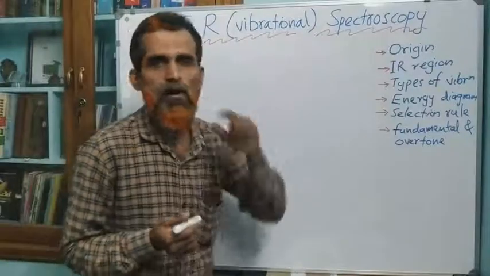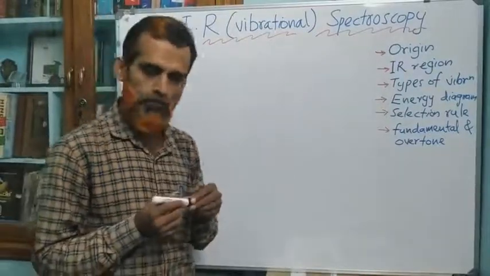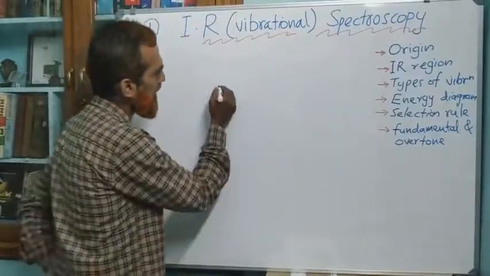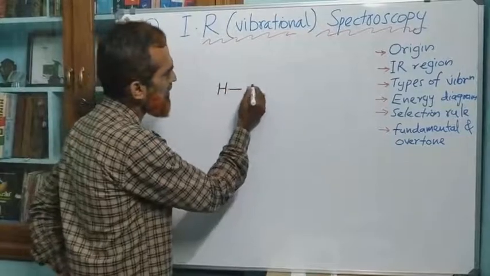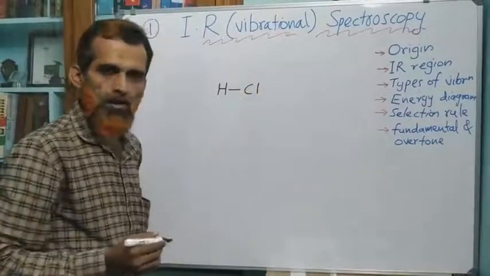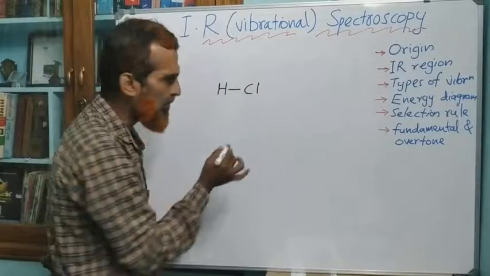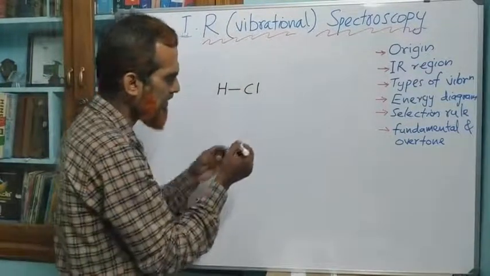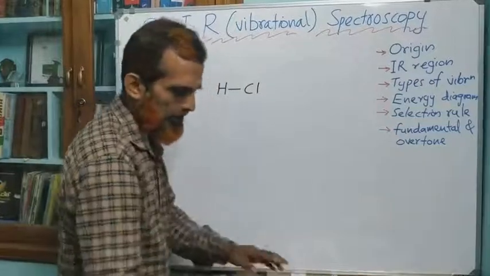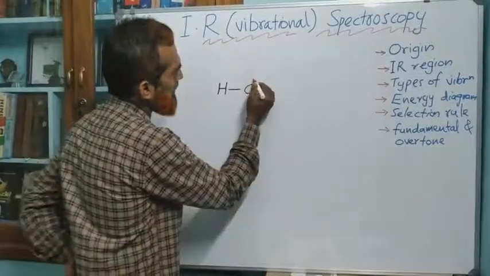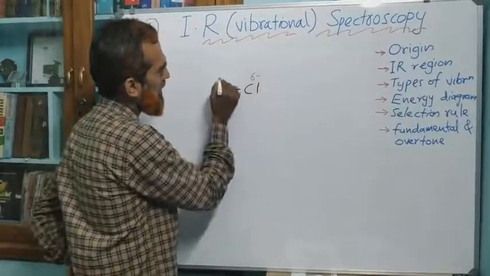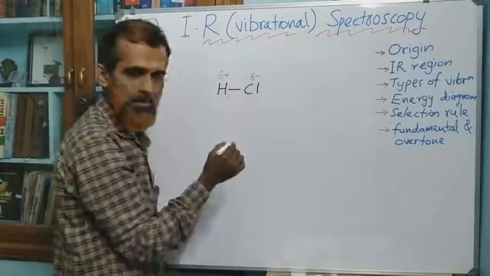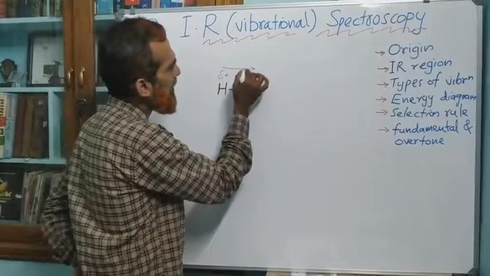What is the origin of IR spectroscopy? Consider a molecule, for example, HCl. You know that this is a polar molecule. Chlorine being more electronegative will withdraw electron towards it, get delta negative charge, and this gets delta positive charge. So it has a dipole moment.